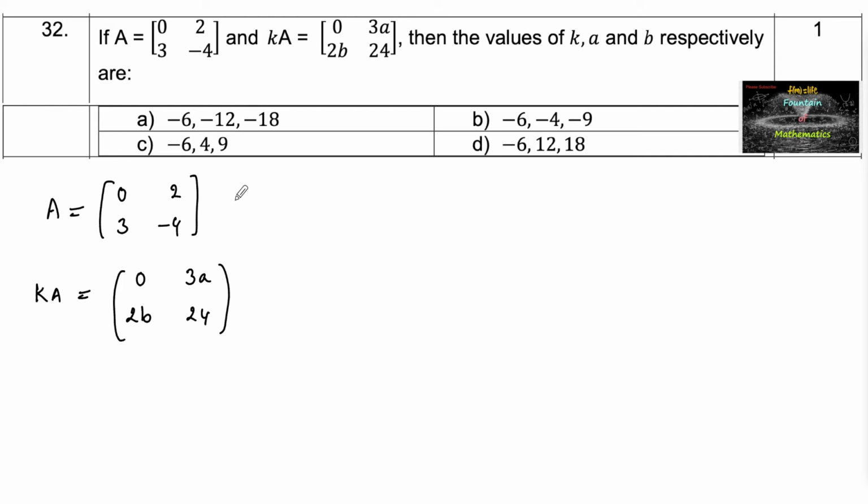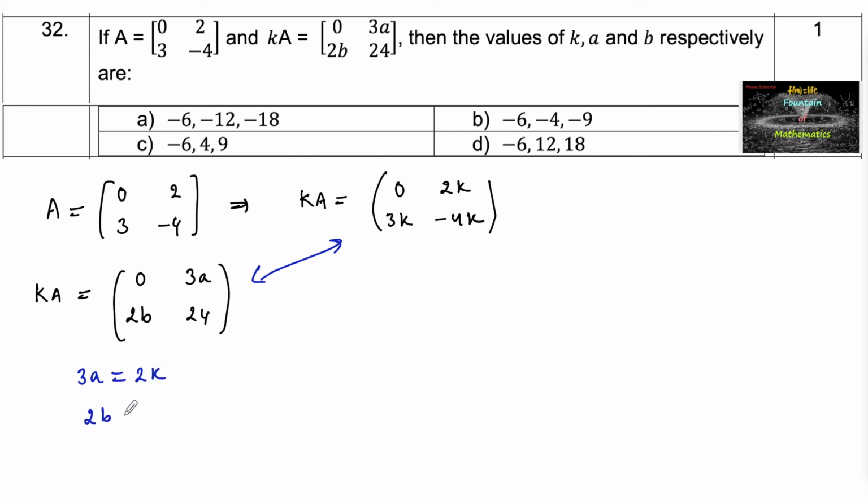If a matrix A is multiplied with a scalar k, we can write kA is equal to 0 into k, 0, 2 into k, 2k, and 3 into k, it's 3k, and minus 4 into k, it's minus 4k. Now comparing both kA and the given matrix, we have 3a is equal to 2k, and 2b is equal to 3k, and 24 is equal to minus 4k, that is minus 4k is equal to 24.